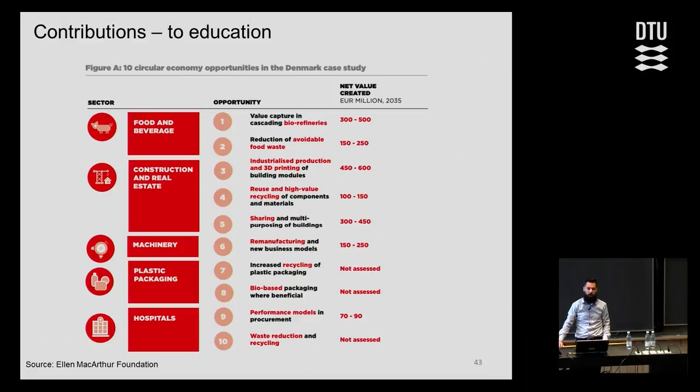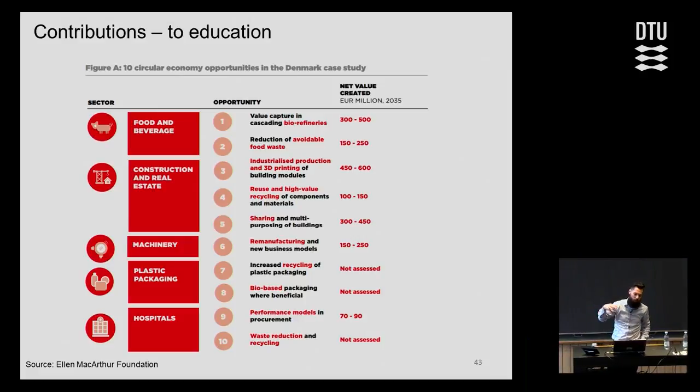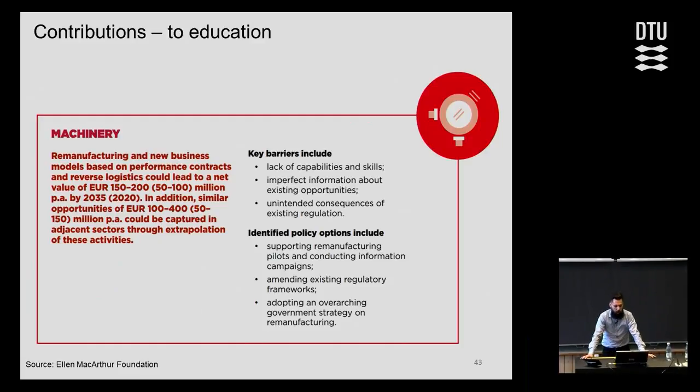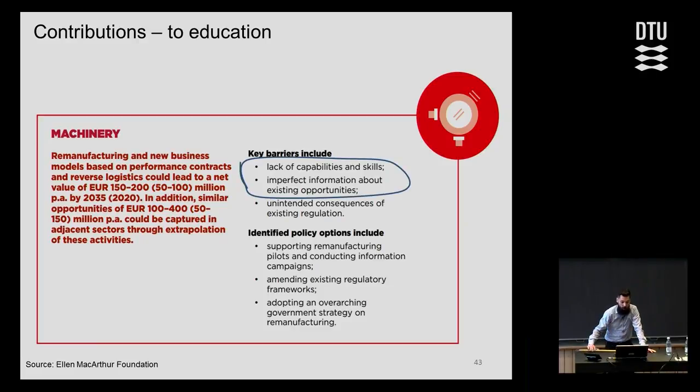And this sector is what comes closest to the types of firms that I'm examining in my project. They come to some of the same conclusions, but on a more overall level. This is a part from their study about Denmark, from their executive summary, where they talk about machinery. They are telling us here that the key barriers for implementing the circular economy, which they here mean remanufacturing, I would just call it using a reverse supply chain, the key barriers are lack of capabilities and skills and imperfect information.